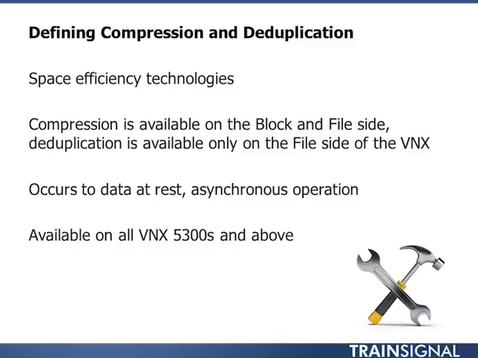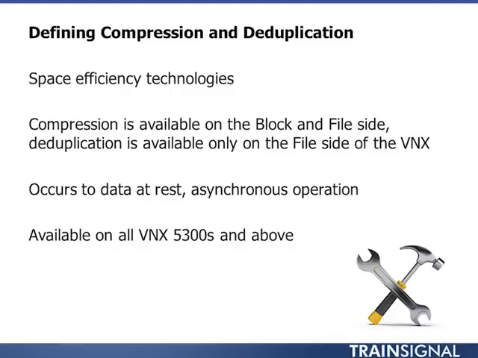Now, the compression and deduplication, at least compression, is applied on both sides of the array, meaning both file and block perspective. Now, these are space efficiency technologies. Compression is available on the block and file side. Deduplication is only available on the file side of the VNX. So keep that in mind when you're designing out there. Both of these operations occur when data is at rest. So if things haven't been accessed in a set amount of time or they haven't been modified in a set amount of time, that's when you would apply compression and deduplication. It's usually not for hot data out there.